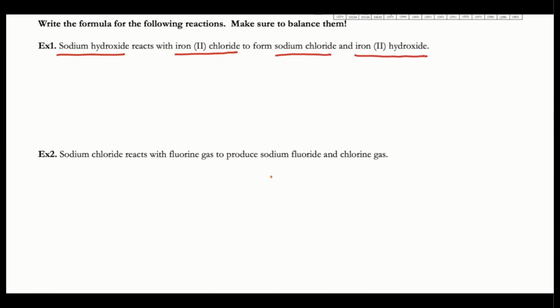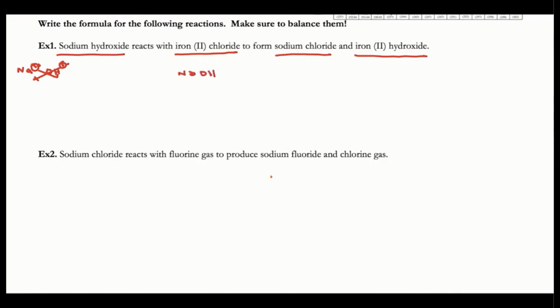So sodium hydroxide, to write that formula, I need to cross my charges. So sodium has a +1 charge, hydroxide is -1, okay? And so when I cross my charges, I get NaOH. So I'm going to write this over here. So NaOH is one of my reactants.